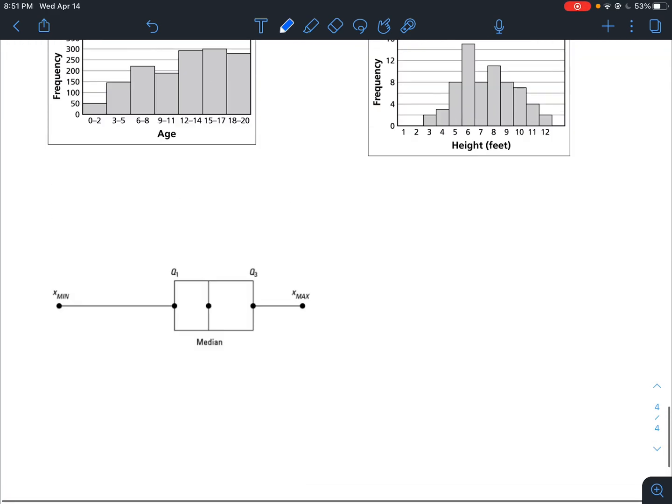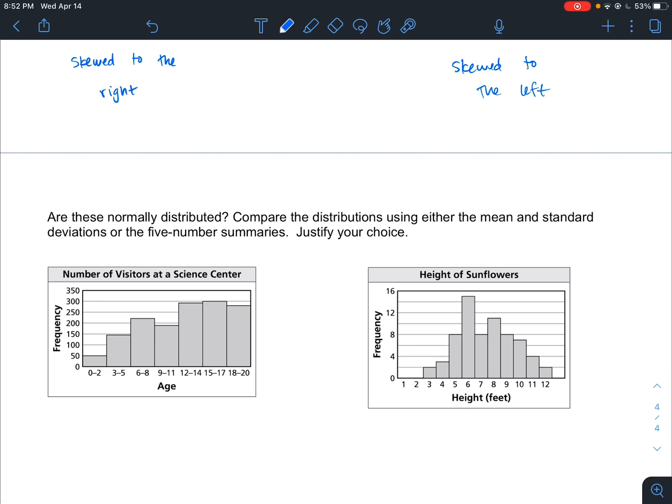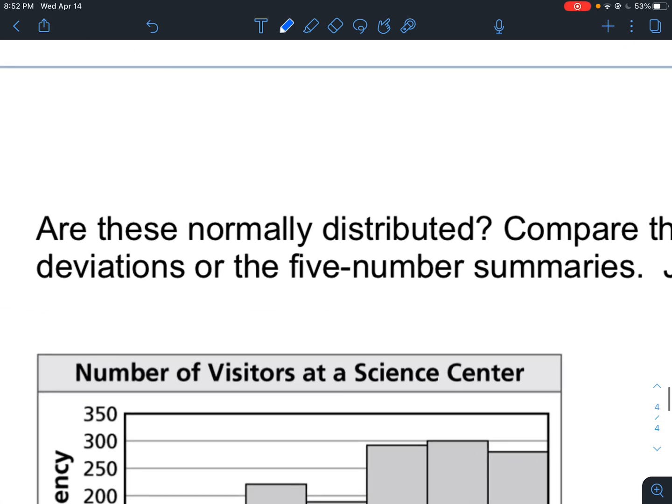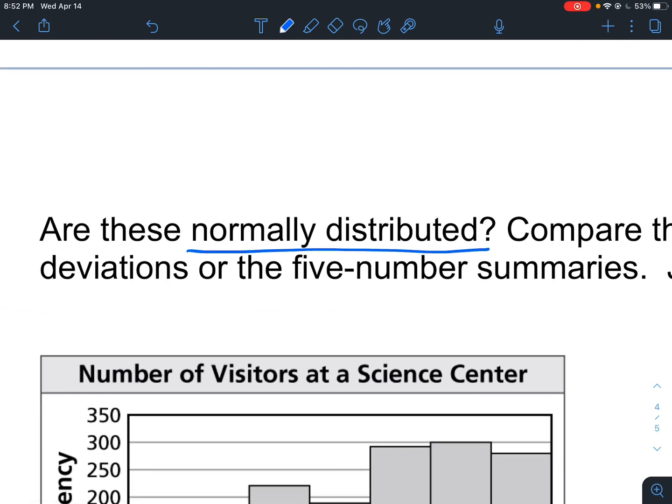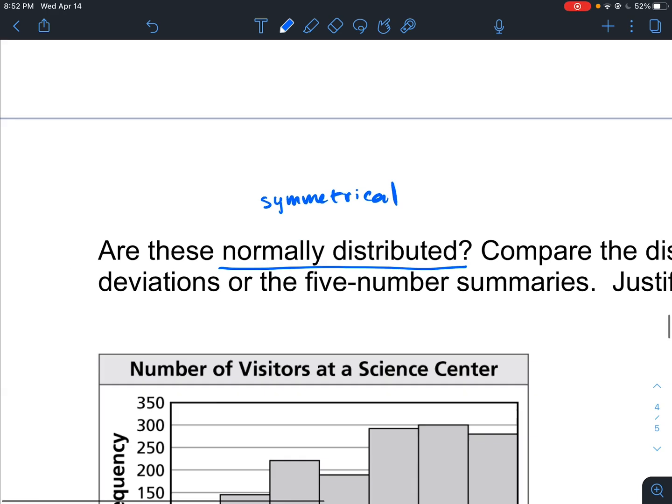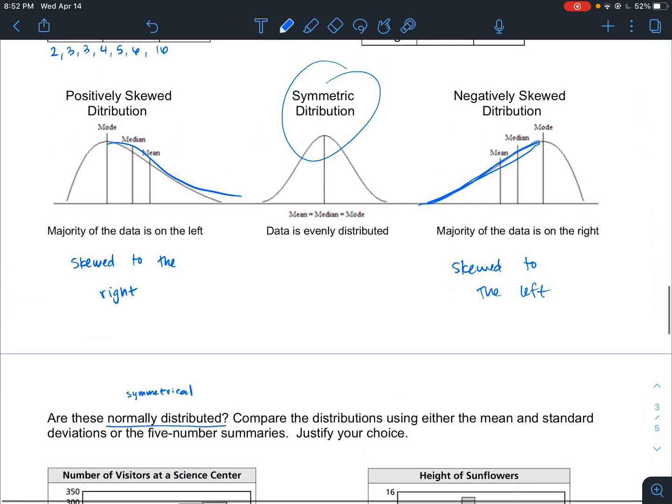So here we're tasked with trying to decide whether or not these are normally distributed. Normally distributed is basically symmetrical. Okay, I guess I should write that here. So this would be a normal distribution.